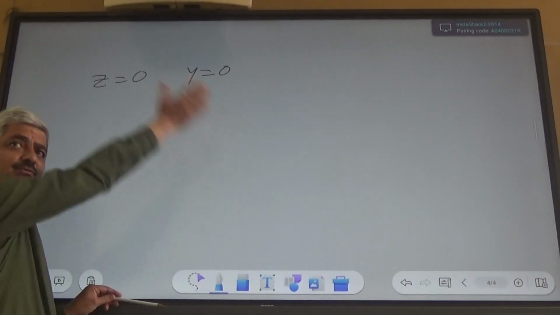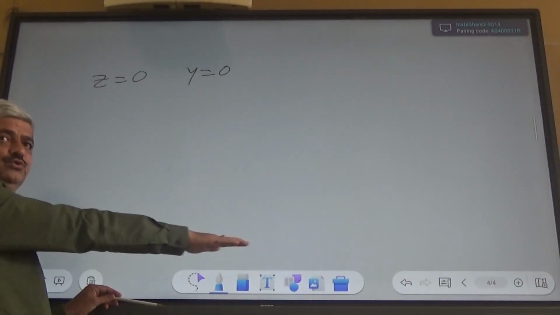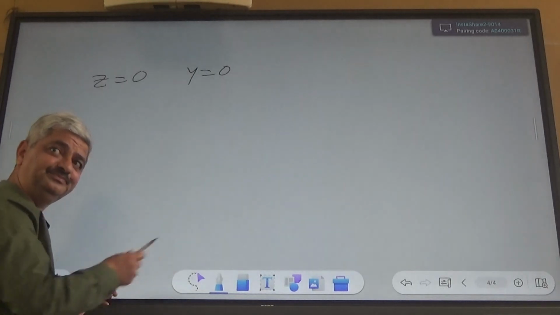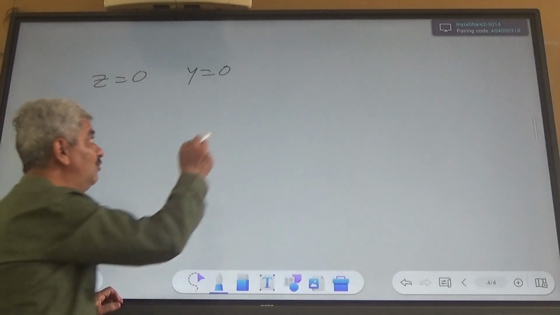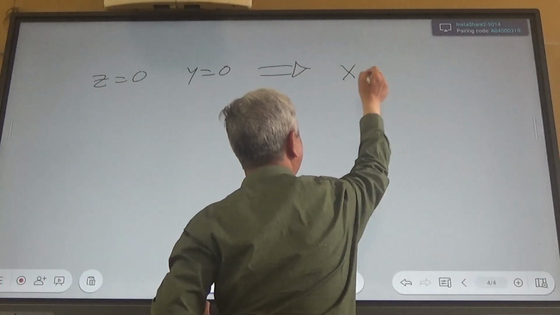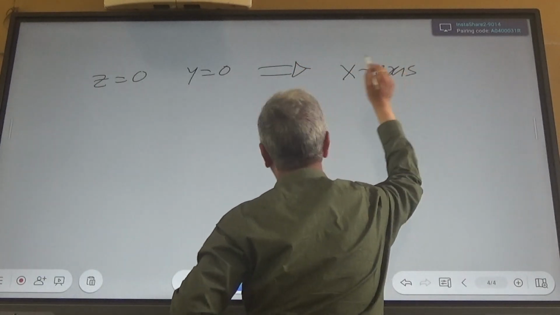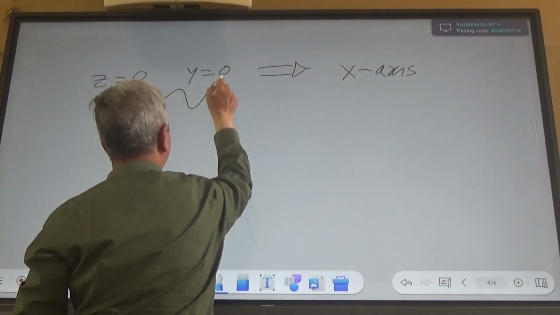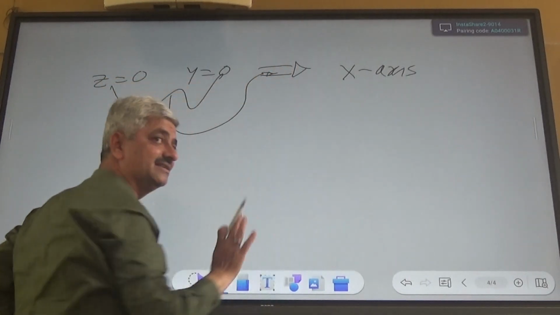So Z equal to 0, Y equal to 0. This became the X axis. These two planes give me a line, that is, the X axis. These together give you the X axis.